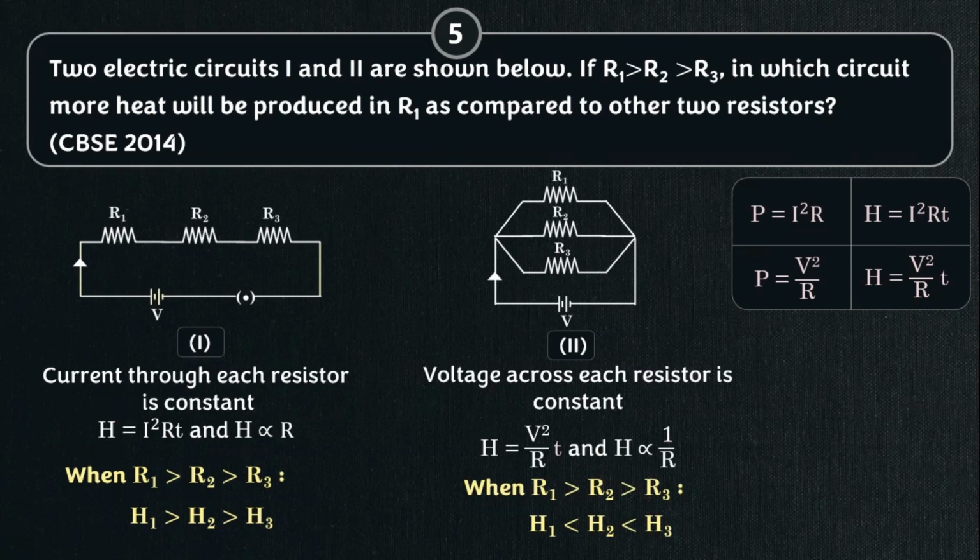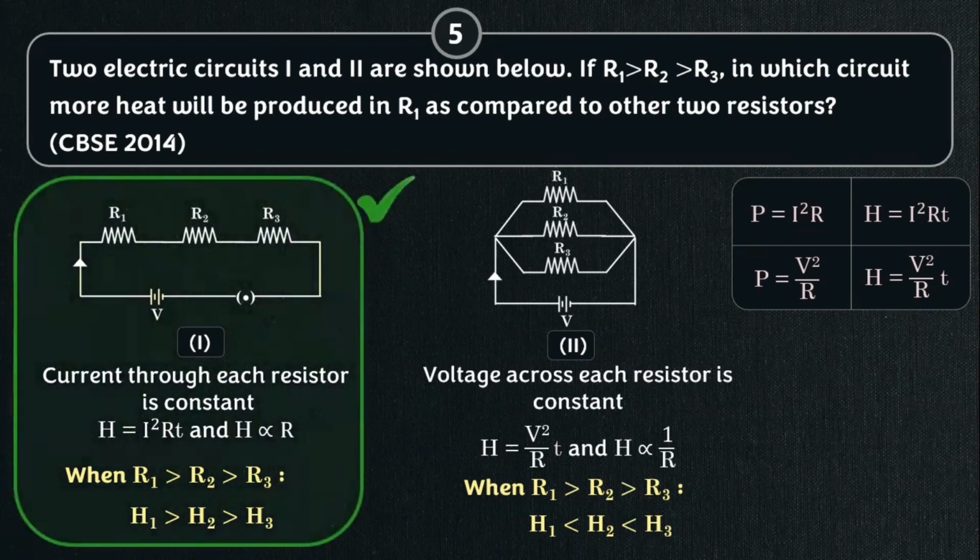In the question, in which circuit more heat will be produced in R1 as compared to other two resistors? It's clearly visible that in the first circuit, the heat produced in R1 is greater than that in R2 and R3. So, the answer is circuit 1. Here, the heat produced in R1 is taken into consideration as compared to other two resistors.